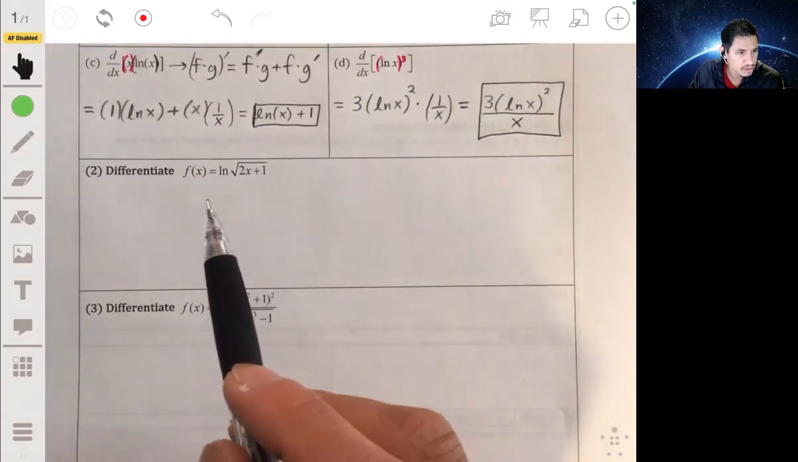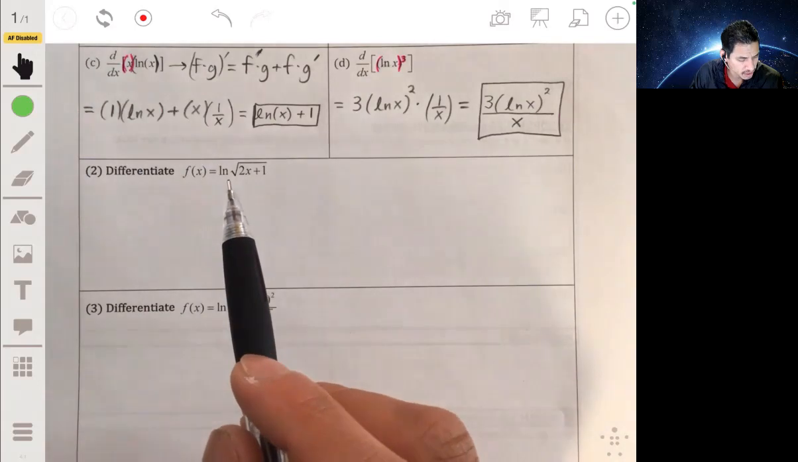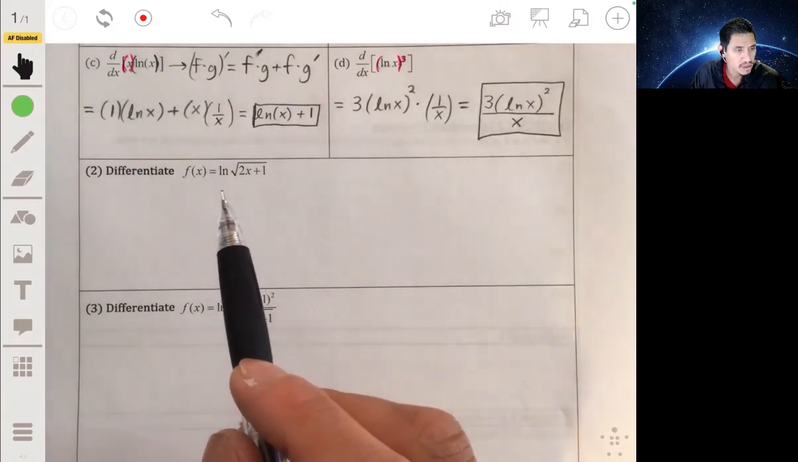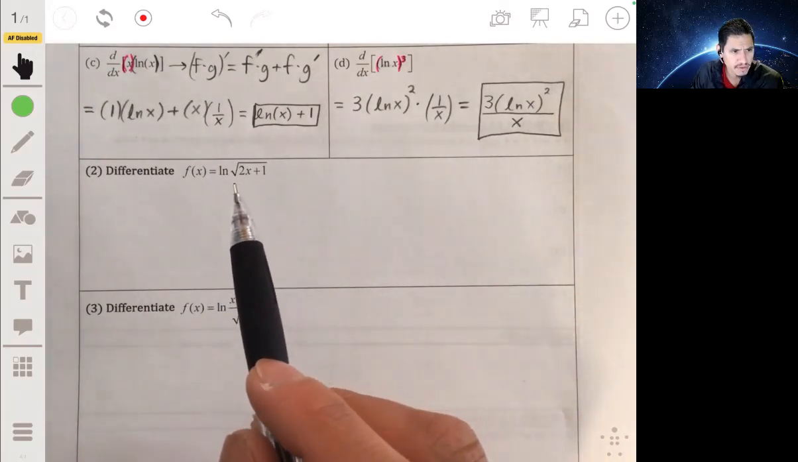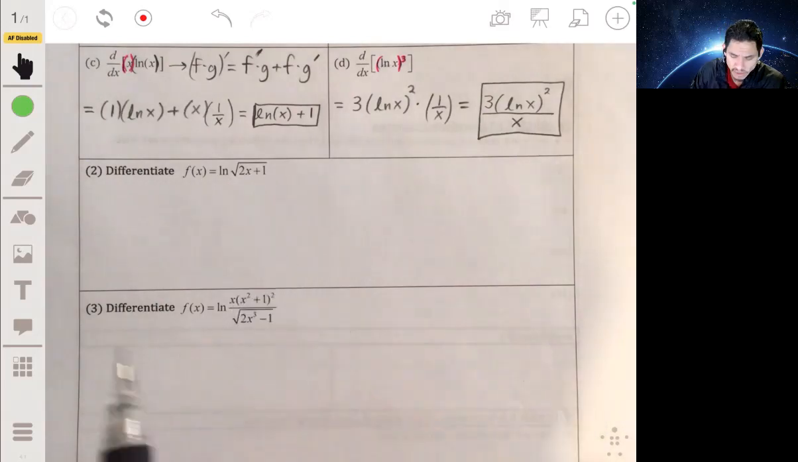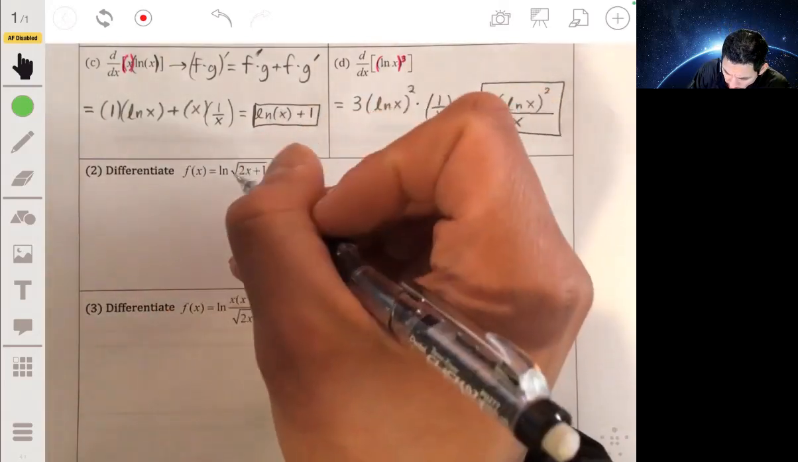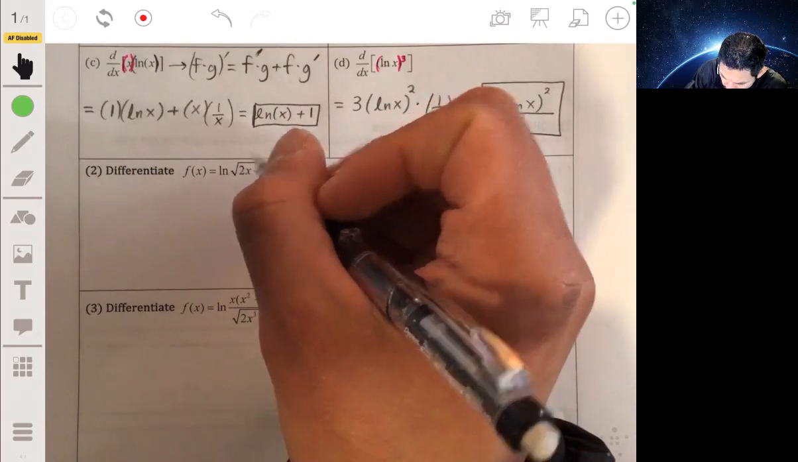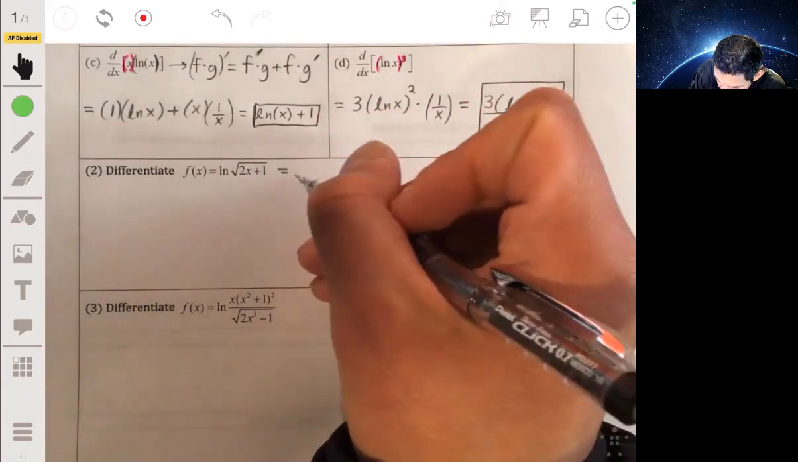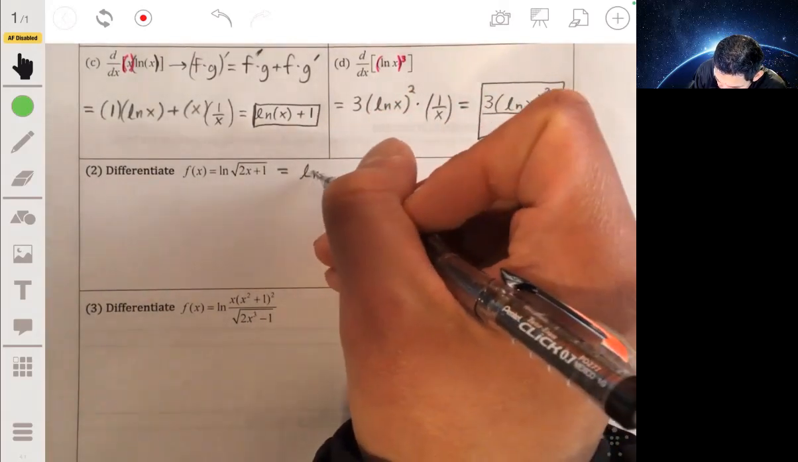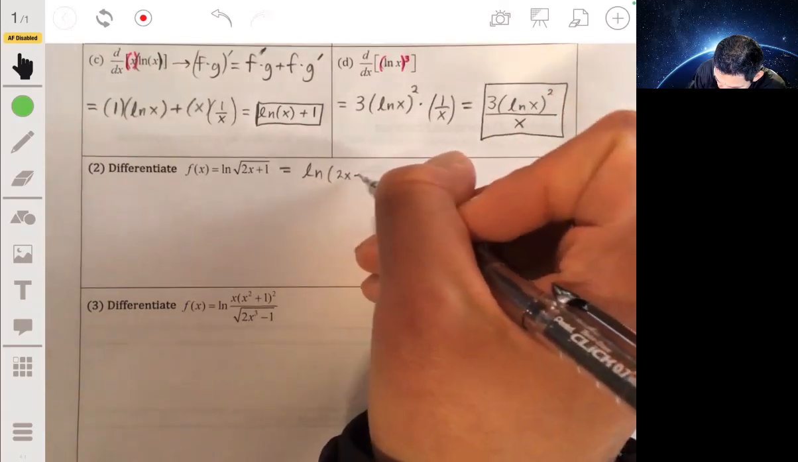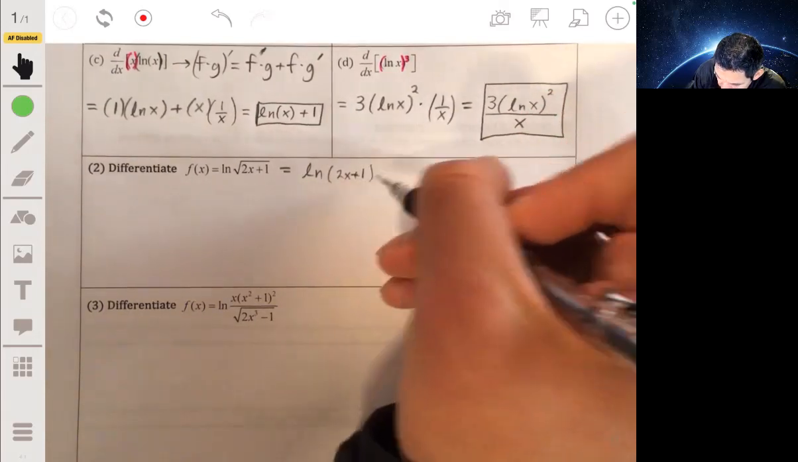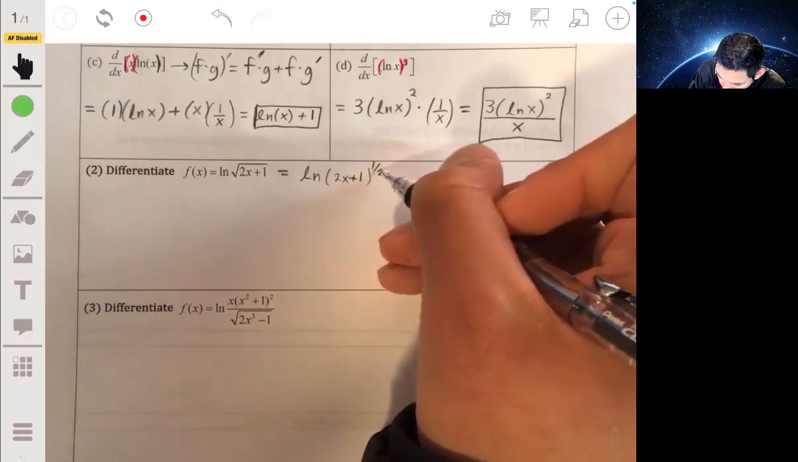All right, problem 2, we got another example of chain rule. So we want to find the derivative of this function. So we have the inside function. Let's rewrite this as the natural log of 2x plus 1. And that 2x plus 1 is being raised to the 1/2 power.